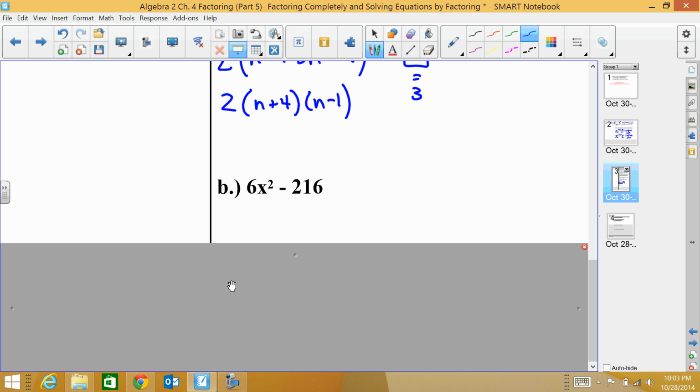6x squared minus 216. So, step 1, check for a greatest common factor. So, let's see what I could divide all of these by. Well, 216 and 6 all divide by 6. So I can take out a 6 as my greatest common factor. And then if I divide that out, I would have left over x squared minus 36. Okay, the next step is to check for a special pattern like difference of squares or a perfect square trinomial. So if I look at this, I have 2 parts, and both of these are perfect squares, and I'm subtracting. So this would be a difference of squares.